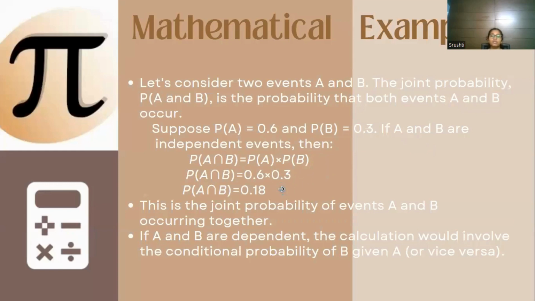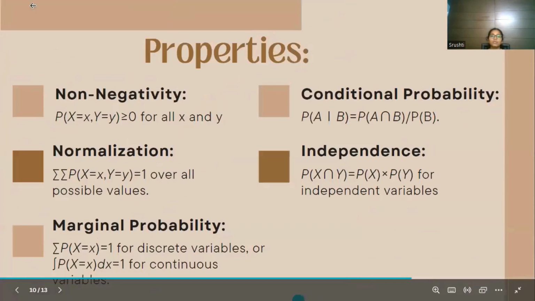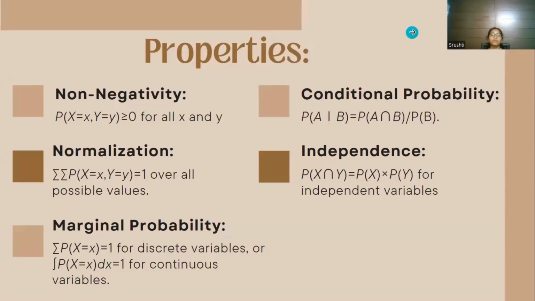This is the joint probability of events A and B occurring. If A and B are dependent, the calculation would involve the conditional probability of B given A or vice versa. Now let's move on to the properties. The properties include non-negativity, normalization, marginal probability, conditional probability, and independence.